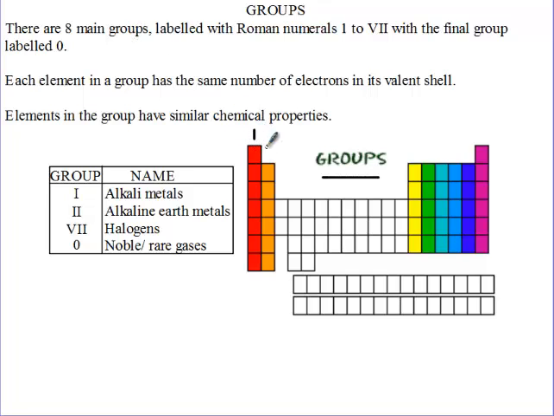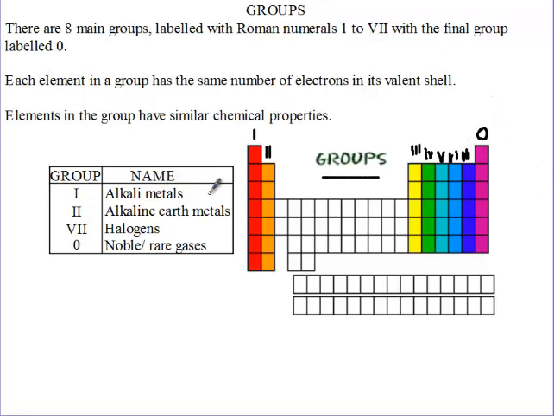So here's 1, 2, 3, 4, 5, 6, 7, and then the last group is numbered 0. Okay, so there are 8 main groups labeled with Roman numerals I to VII. The final group is labeled 0.